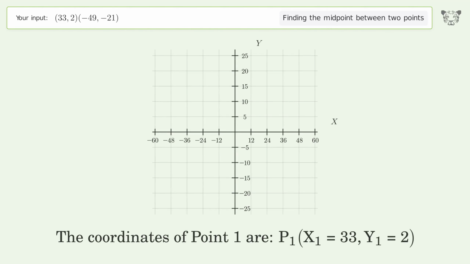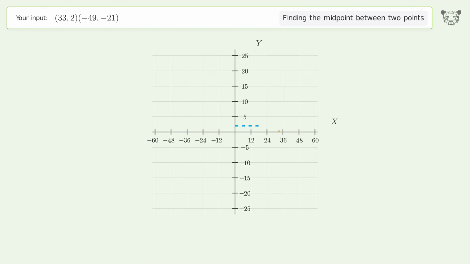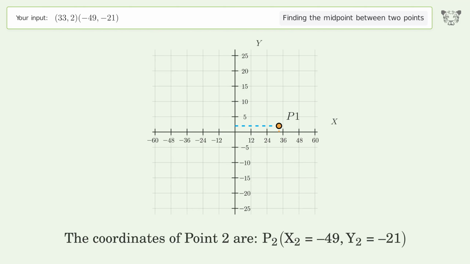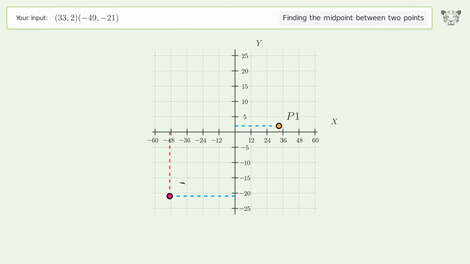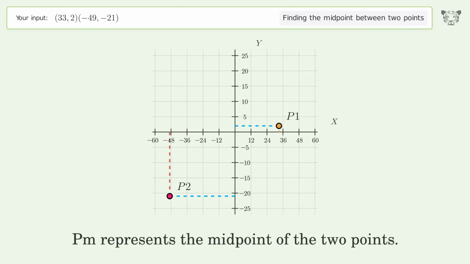The coordinates of point 1 are x1 equals 33, y1 equals 2. The coordinates of point 2 are x2 equals -49, y2 equals -21. PM represents the midpoint of the 2 points.